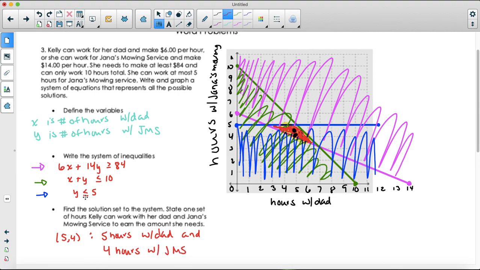So let's check that. So 4 hours, less than or equal to 5, so that's good. So we're just plugging them into here. So the 4 is less than or equal to 5. 5 plus 4 is less than or equal to 10. That's true. That's 9 is less than or equal to 10. Then we have 6 times 5 is 30 plus 14 times 4 is 56, so that will be 86, which is greater than or equal to 84. That does work. So therefore 5, 4 does in fact work.